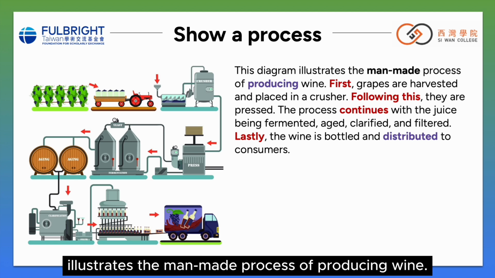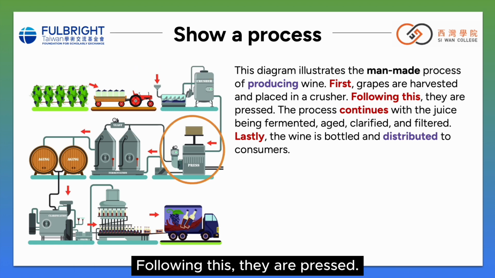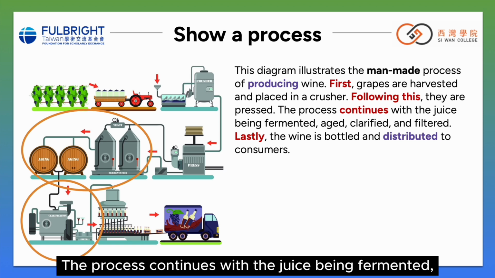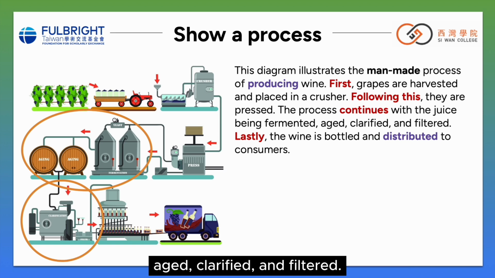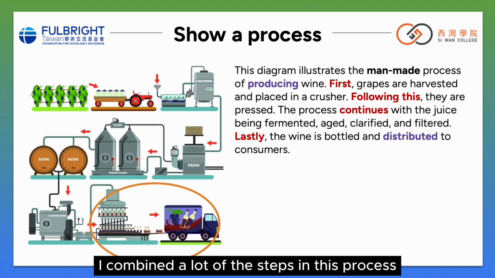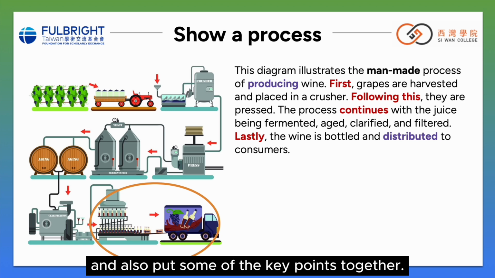This diagram illustrates the man-made process of producing wine. First, grapes are harvested and placed in a crusher. Following this, they are pressed. The process continues with the juice being fermented, aged, clarified, and filtered. Lastly, the wine is bottled and distributed to consumers. I combined a lot of the steps in this process in order to condense my paragraph and also put some of the key points together.